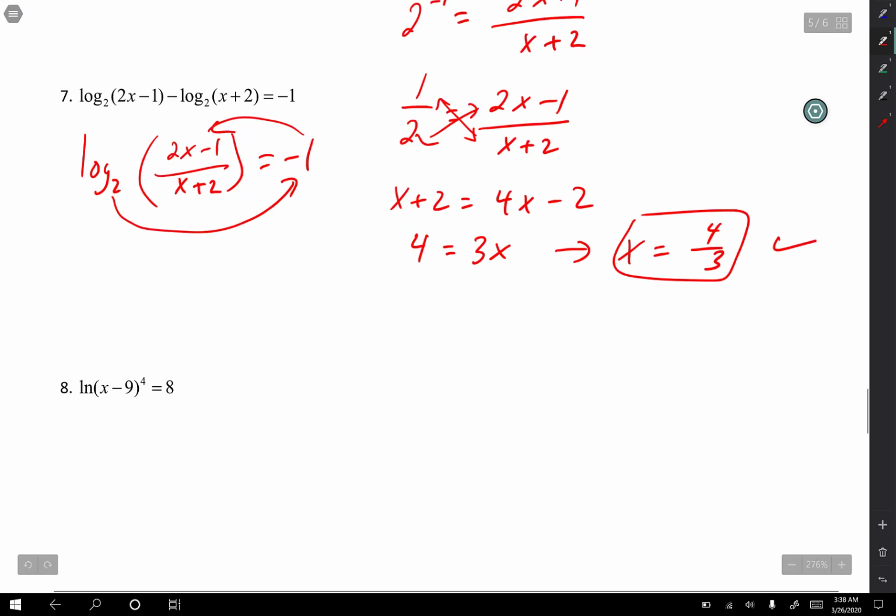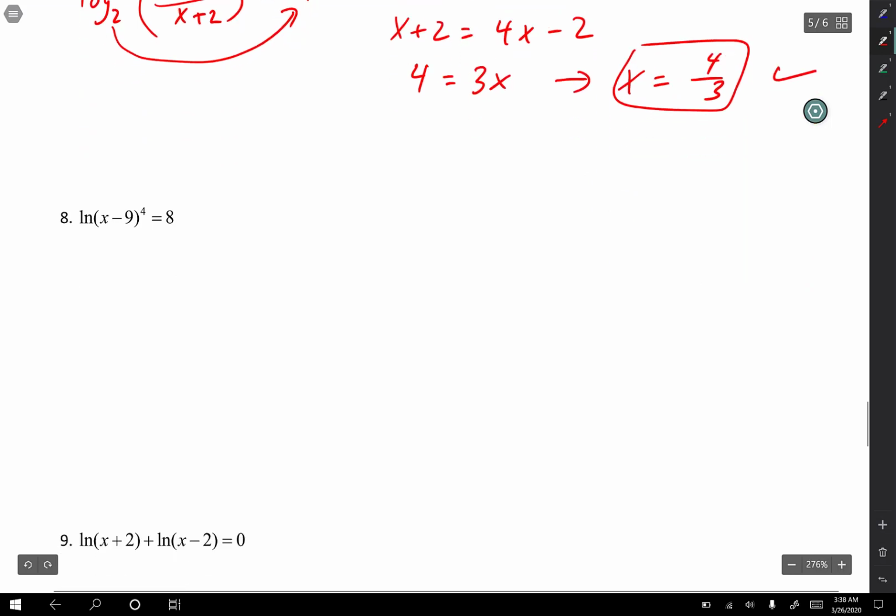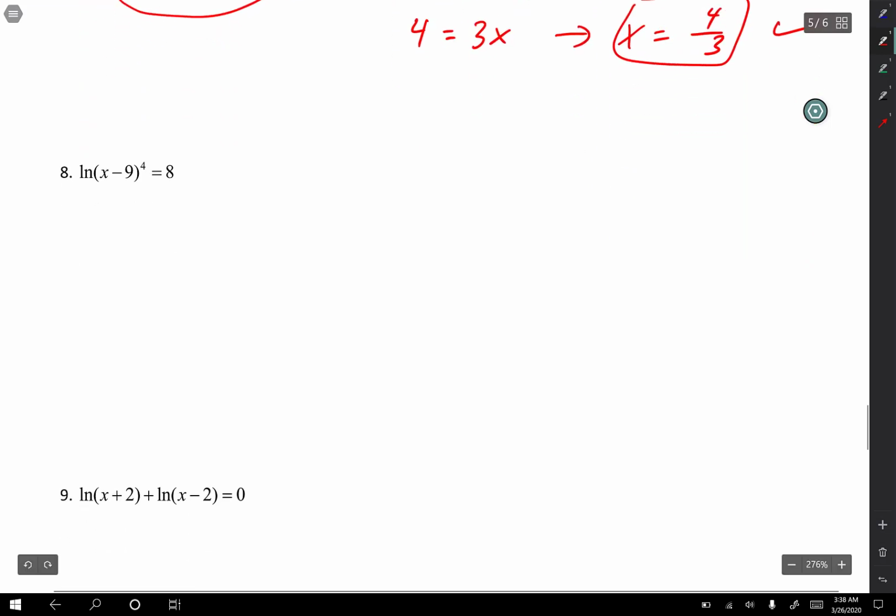All right, let's keep going. So on this one here, guys, it says ln (x minus 9) to the 4th power equals 8. I should have done a better job. That is to the 4th power. If you see an ln to the 4th power like that, that means that it's ln that is being raised to the 4th power, which is totally different than what I have over here. All right, that's just something for you guys to know.